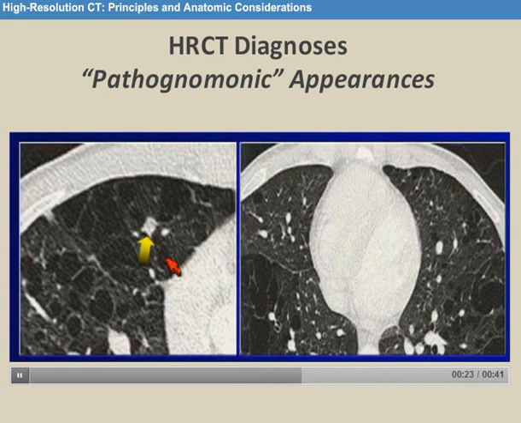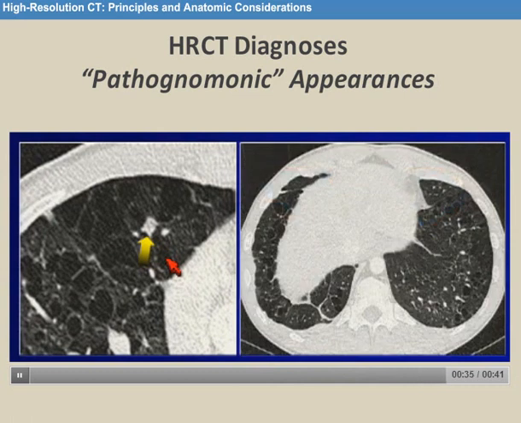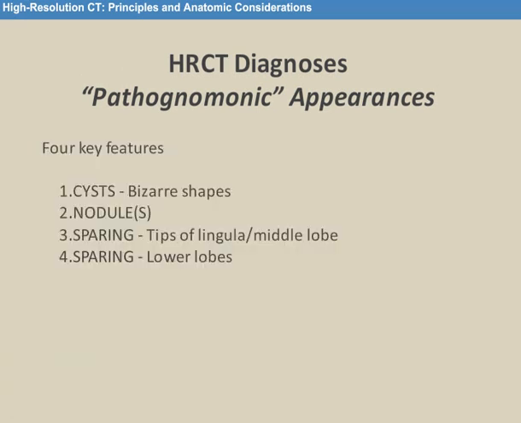On CT scan, paying attention to the distribution is exceedingly important. And here you can see that the tip of the middle lobe and the tip of the lingula are both spared, and indeed that is the same for the lower zones. If you compare with the upper zones, you can see that there is relative sparing of the bases of the lungs. So to summarize, what have we got?